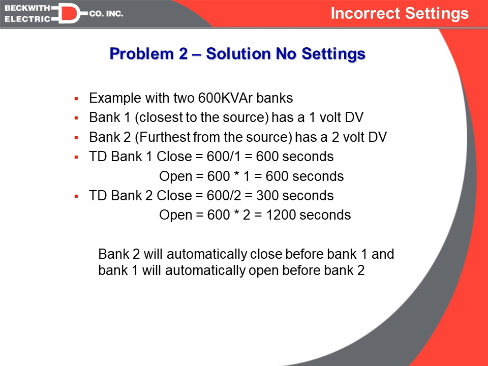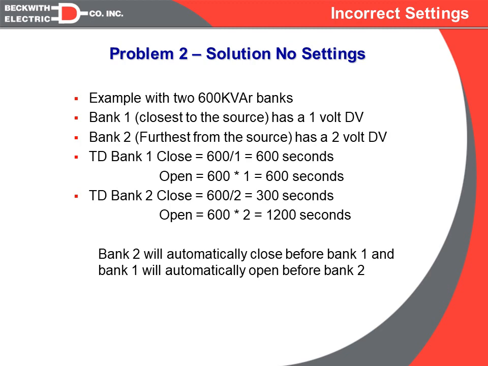So if we do this kind of philosophy by having the delta voltage be part of the calculation on time delays, we can keep the sequencing, and we can start with a base time delay, and then each control, without needing a time delay setting, can automatically calculate its own time delay off of its delta voltage.